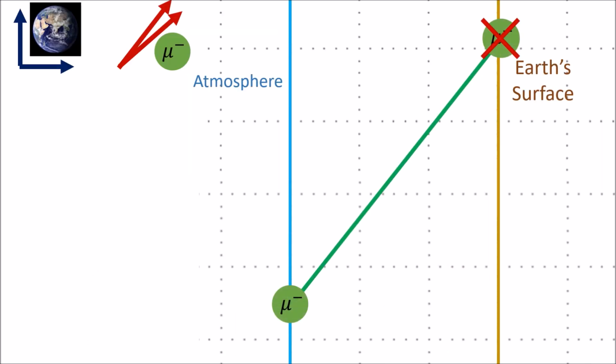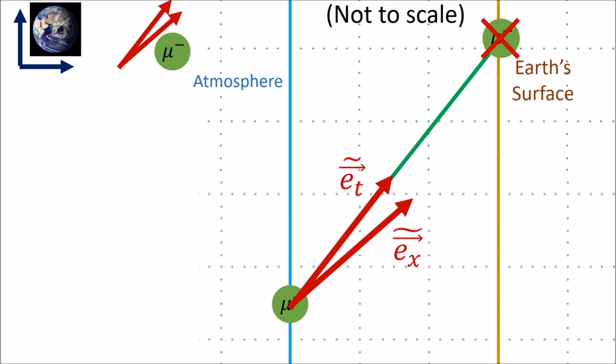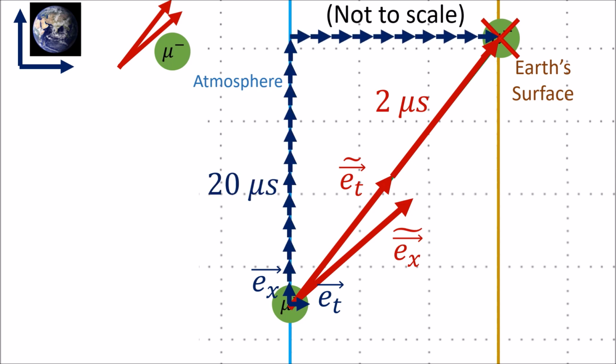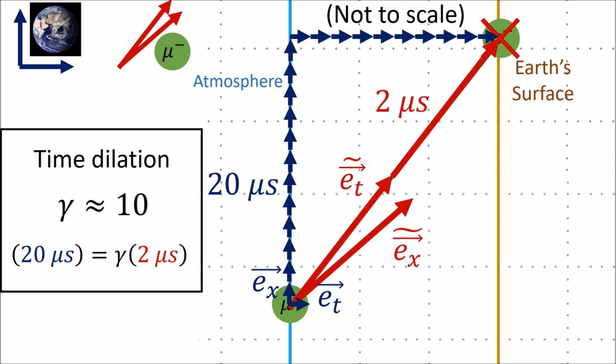So here we can see the world line of a muon being created in the Earth's atmosphere and decaying at the Earth's surface. If we measure the muon's world line using the muon's basis, we find that the muon lives for 2 time vectors. Let's say that we're working with units where this is about 2 microseconds. But if we measure the world line using the Earth's basis, we find that the muon lives for 20 time vectors, which is about 20 microseconds. Because the muon is moving with respect to the Earth, the Earth sees the muon's lifetime dilated to be 10 times longer compared to a muon that's at rest.